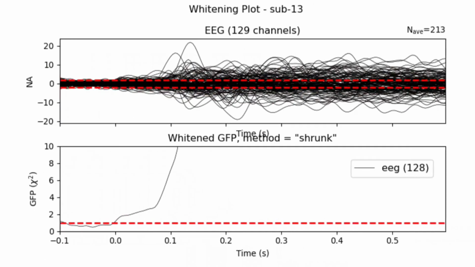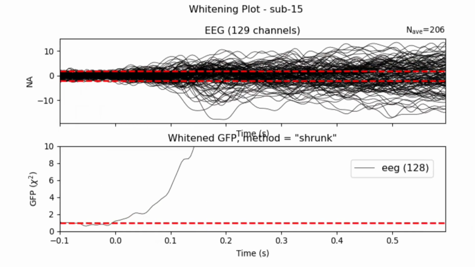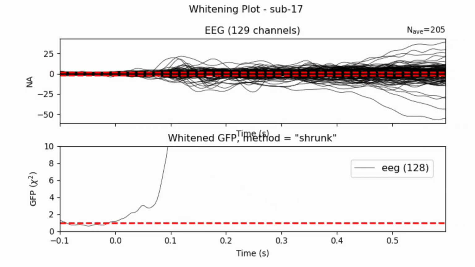Sub-13, good, a very clean baseline and a clear, sharp post-stimulus GFP response. Sub-14 and Sub-15, good, perfect baselines and clear, though slightly lower SNR post-stimulus responses. Sub-17, good, another clean example with a solid baseline and clear post-stimulus jump in the GFP.